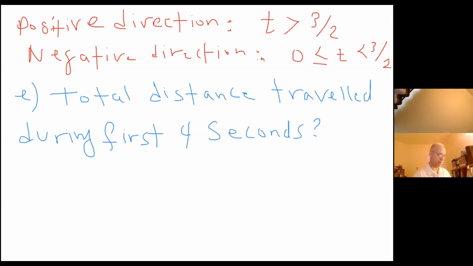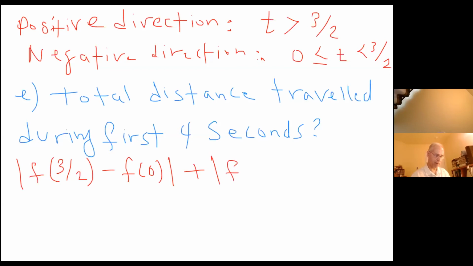Absolute value of f of 3/2 minus f of 0, plus absolute value of f of 4 minus f of 3/2. That part shouldn't give you any trouble. It's just like basic algebra.